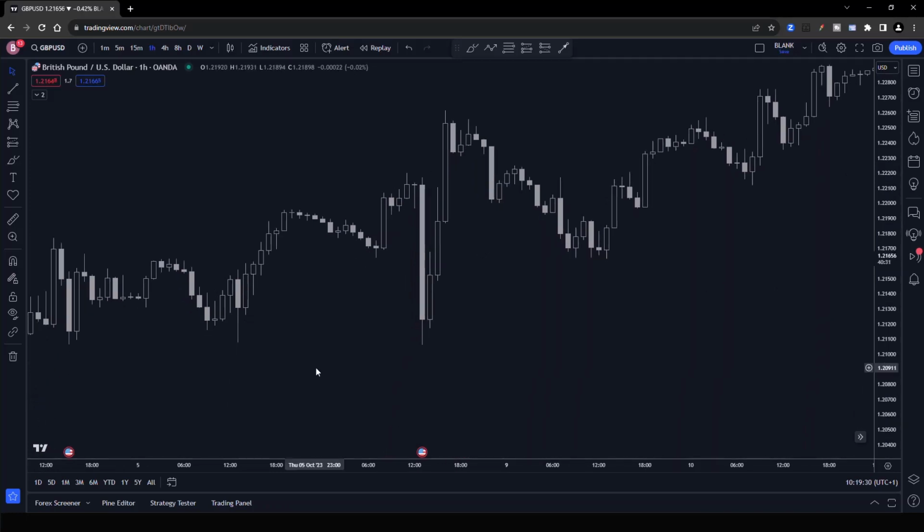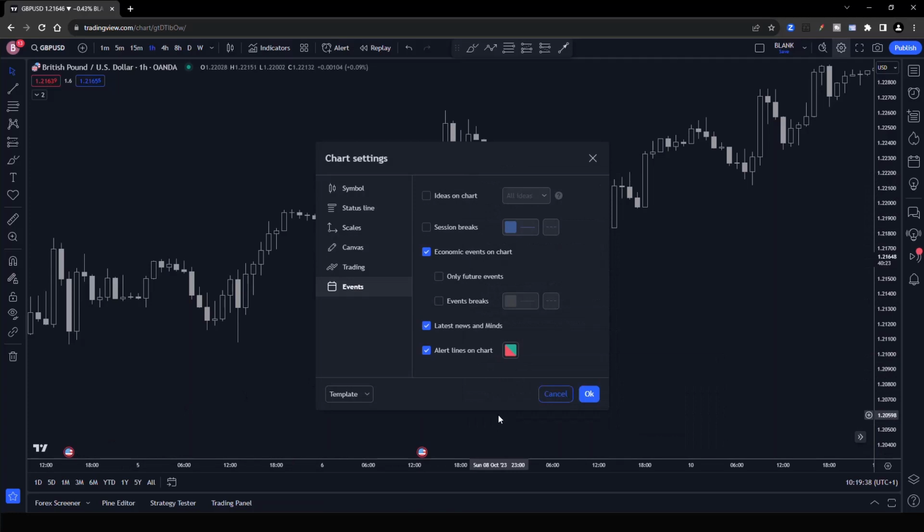So how do we go about planning for these events? Well, if you don't set these little markers on your TradingView, you can do this by right clicking and going to settings and then economic events on chart. You can tick this box and it will show you only the future events, the ones that haven't happened. If you want to backtest, untick it, and then it will show the previous ones like I have.